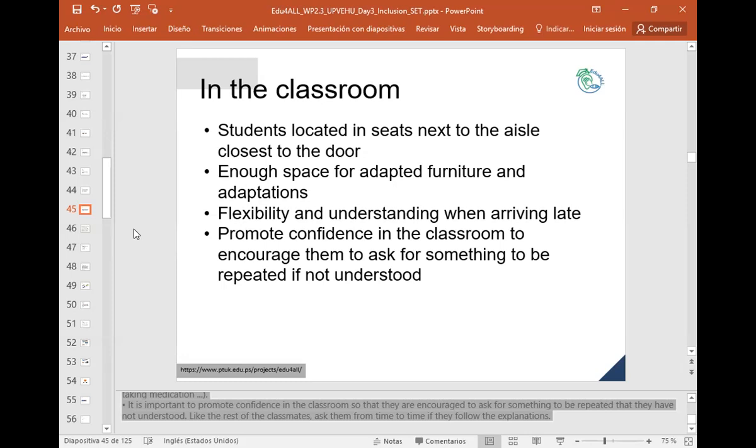Teachers should show flexibility and understanding whether they enter the classroom later, for scarcely accessible transport, slow movement, architectural barriers, as if they come out of it at some point during the class, due to incontinence, need for grooming, taking medication. It is important to promote confidence in the classroom so that they are encouraged to ask for something to be repeated that they have not understood. Like the rest of the classmates, ask them from time to time if they follow the explanations.